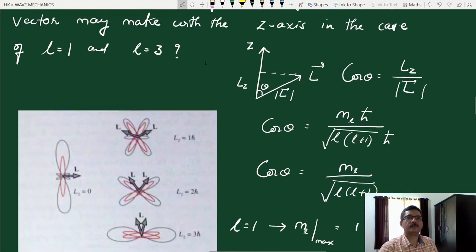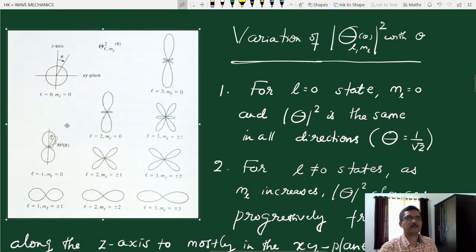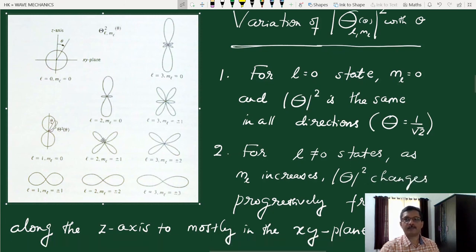Again, you can see this feature in the figure. L not equal to 0 case. So L equal to 0 is only this one. For all L not equal to 0 cases, the majority of the figures here, except the first figure, you can see that the probable density is 0 at the origin. So whenever a particle has some non-zero angular momentum, it will never be found at the position of the nucleus. So these are the four features of the variation of the angular probability density with the polar angle, mod theta square with the polar angle.